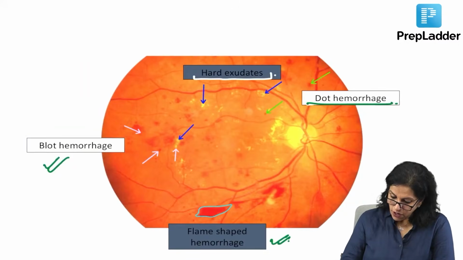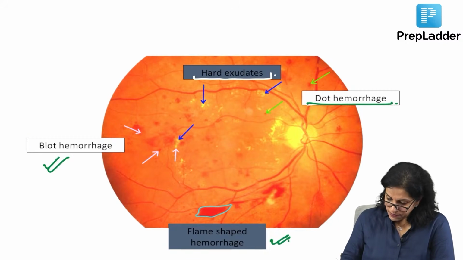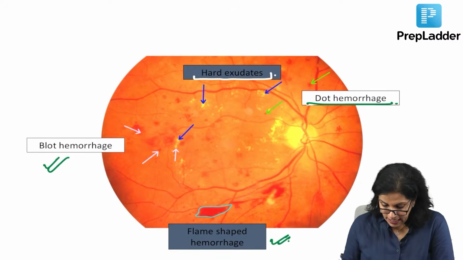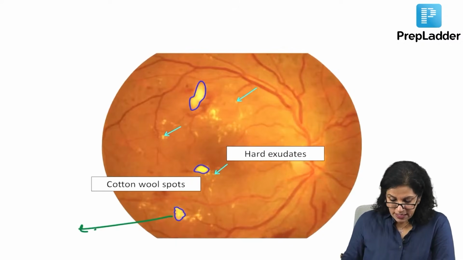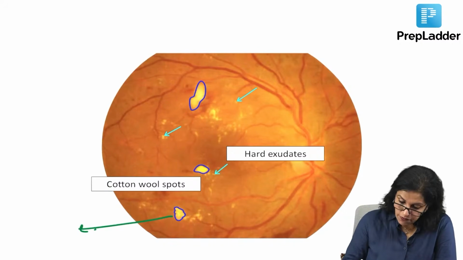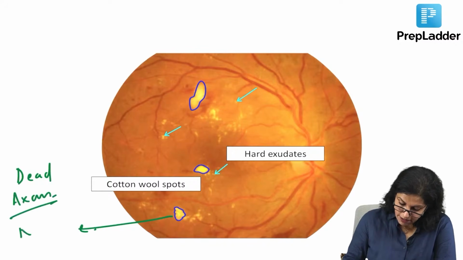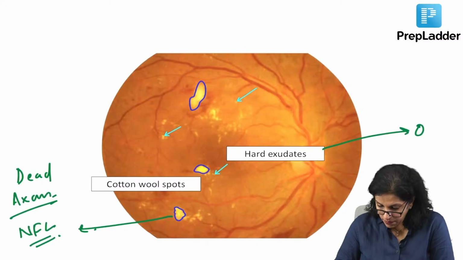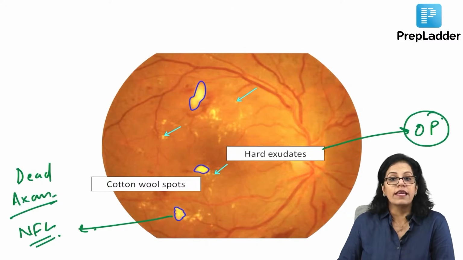So, if you talk about it, hard exudates are leaked lipids, right? And what are soft exudates? Soft exudates are your cotton wool spots, which are dead axons, right? So, if soft exudates are nothing but dead axons, we are talking about which layer? Mainly the nerve fiber layer, okay? Hard exudates are generally in the outer layer, so these are leakage from the capillaries.